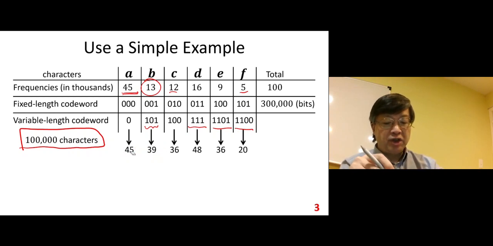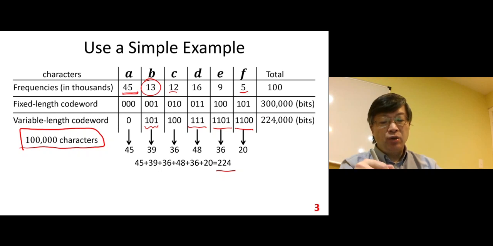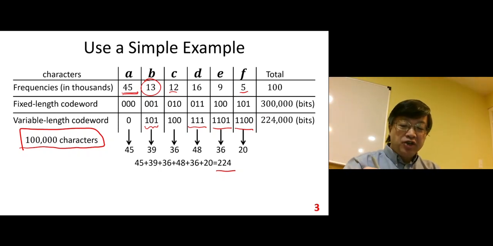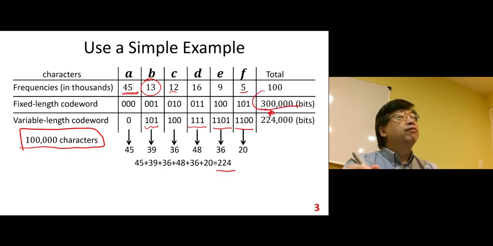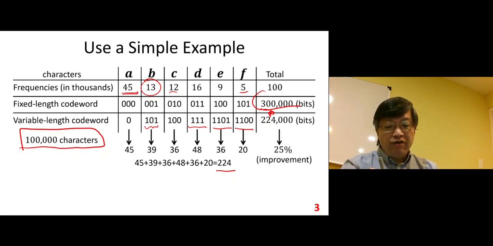Let us add up all these numbers. 224, the unit is 1,000, so 224,000 bits. You can see it is significantly smaller than the fixed length scheme, right? Approximately 25% improvement.